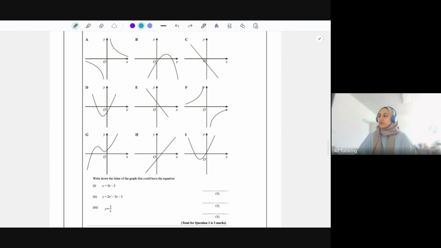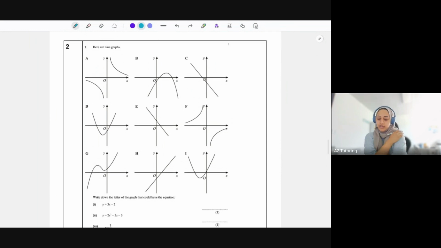Okay, moving on. We've got 9 graphs. So we can see like this is a reciprocal graph, so 1 over x or any number over x. We can see this is a quadratic n-shape, so minus x squared. We've got y equals mx plus c, negative gradient, y equals mx plus c, positive gradient, and so on. So you should have a rough idea what every sketch looks like with the equation with it.